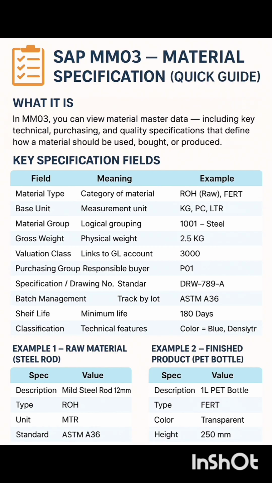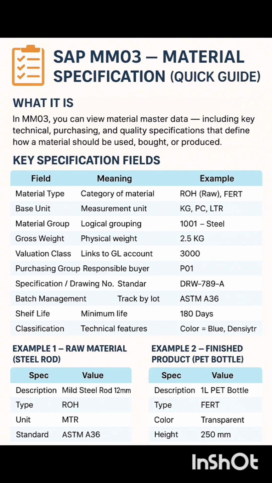So let's take 2 quick examples. Number 1 is the raw material like steel rod. So description is mild steel rod 12 mm. Its type is ROH, unit is MTR, and standard is ASTM A36. So this data is available in MM03.